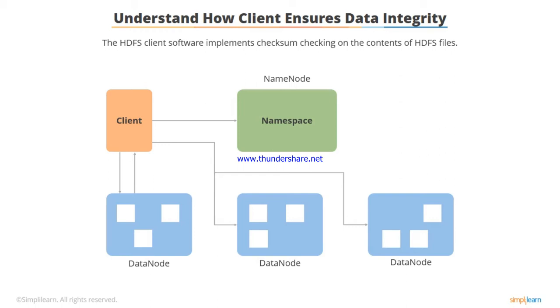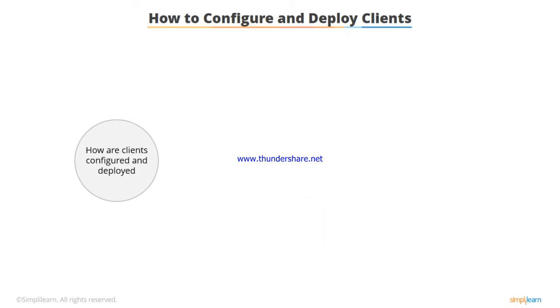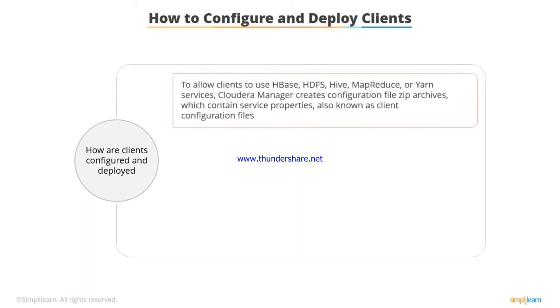Now that you've seen how the client interacts with the cluster, take a look at how clients are configured and deployed. To allow clients to use HBase, HDFS, Hive, MapReduce, or Yarn services, Cloudera Manager creates configuration file zip archives, which contain service properties.